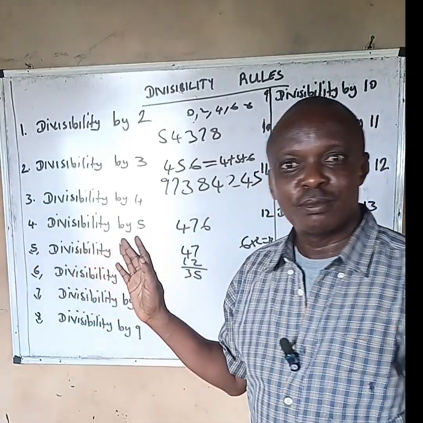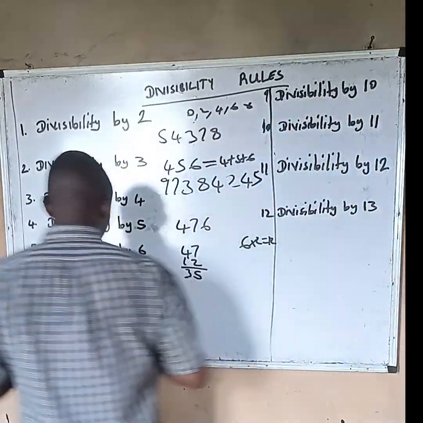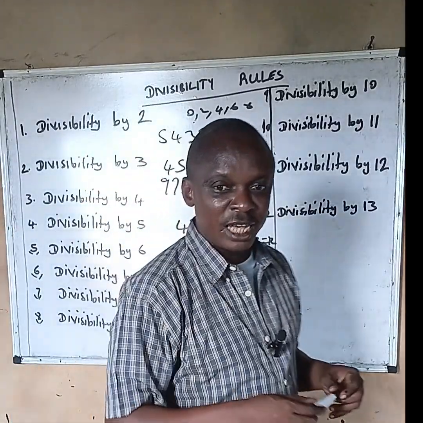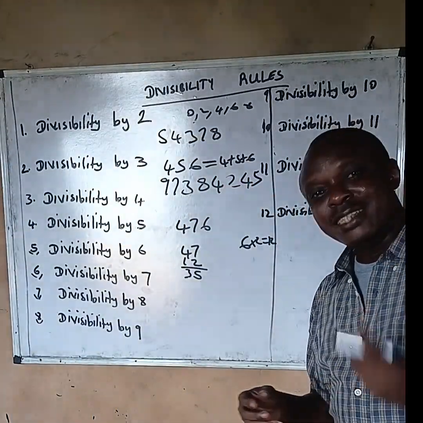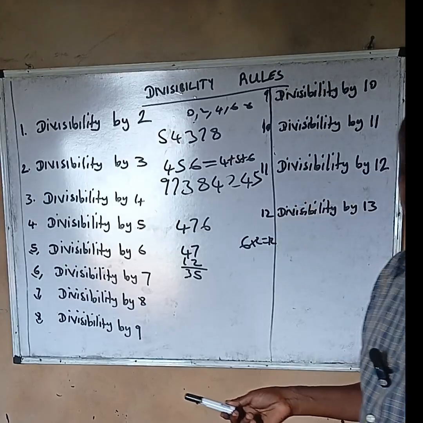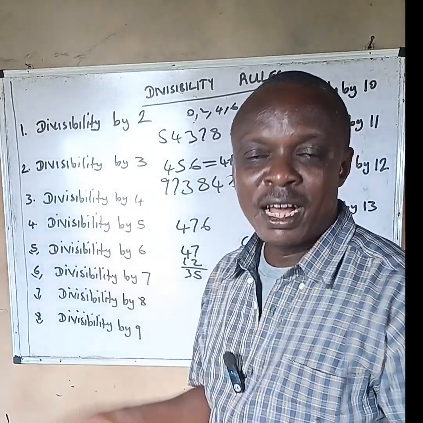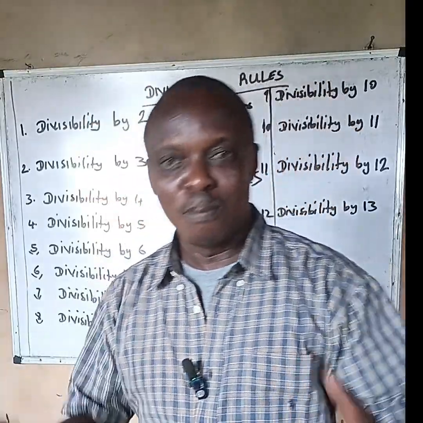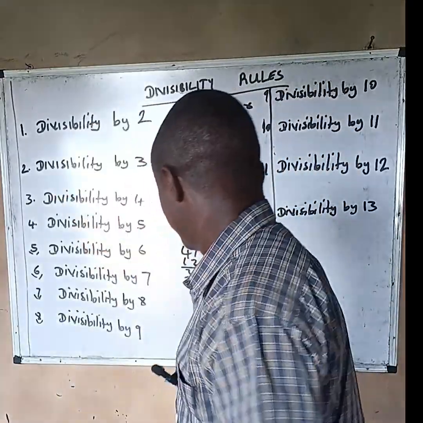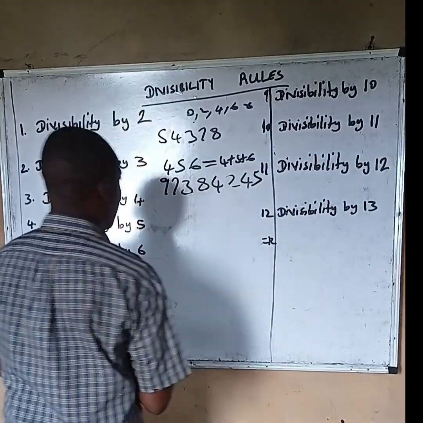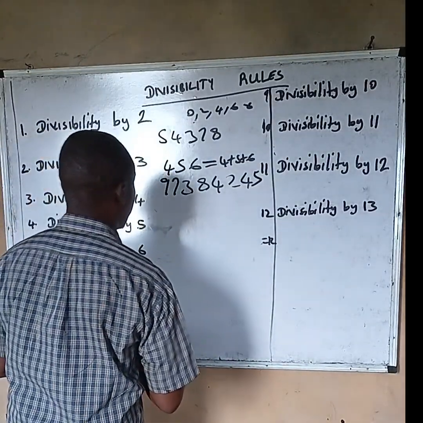All right. So, how do you know when 8 can divide a number? 8 can divide a number if the last 3 digits are divisible by 8. So let's see an example.